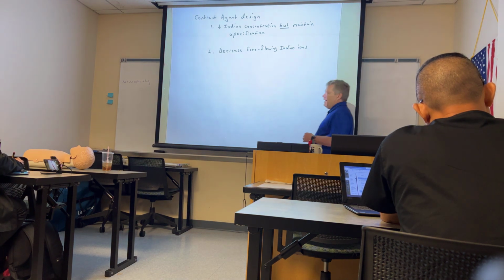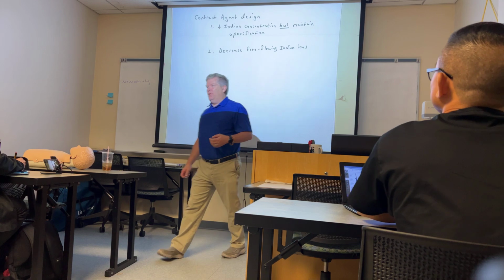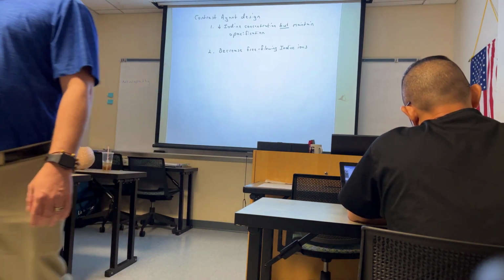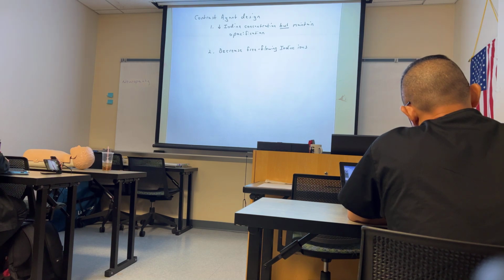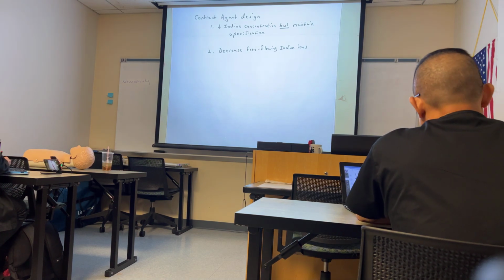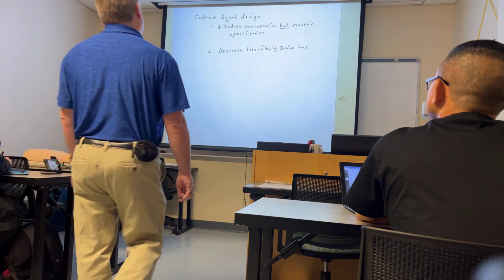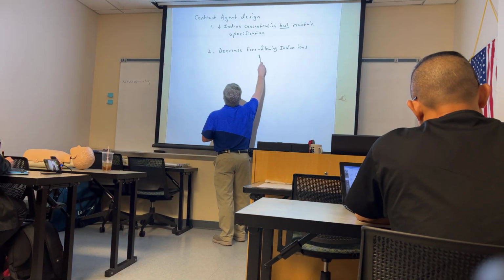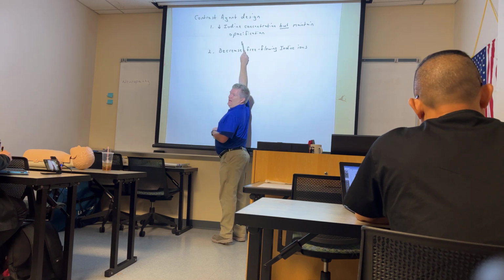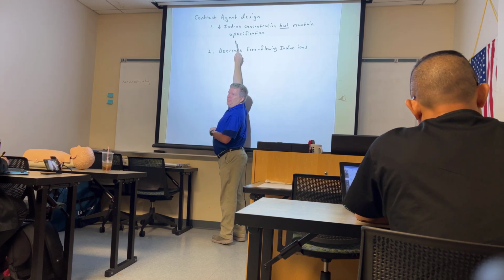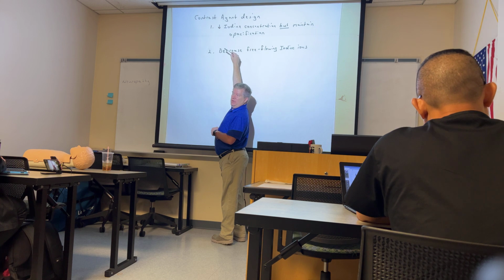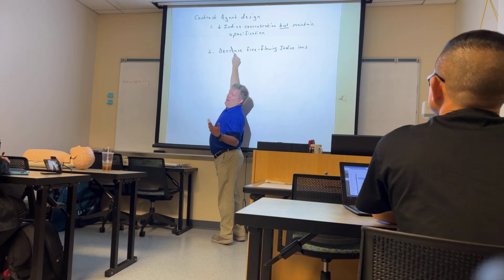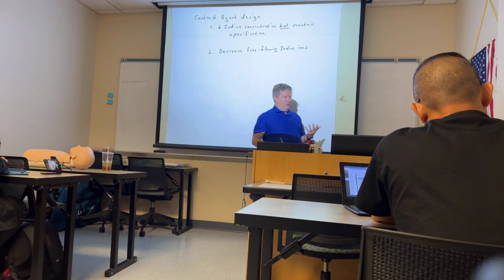Two, decrease free-flowing iodine ions. Well, this is a problem because you really can't control how the body breaks down iodine. How are you going to decrease that? Because if I could decrease free-flowing iodine, I can have a higher concentration. If I can keep it from breaking down so I don't have a lot of free radicals in my body, I could keep a higher concentration. But how do you do that?